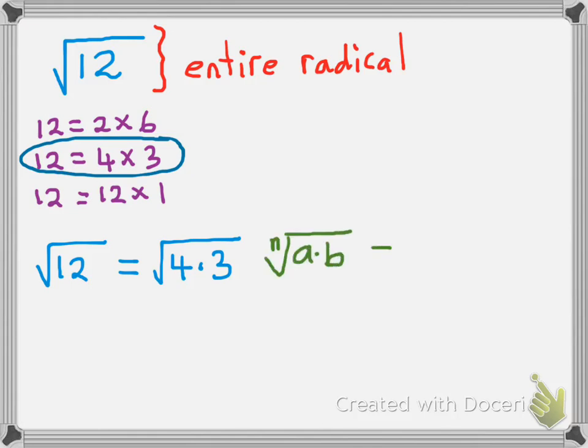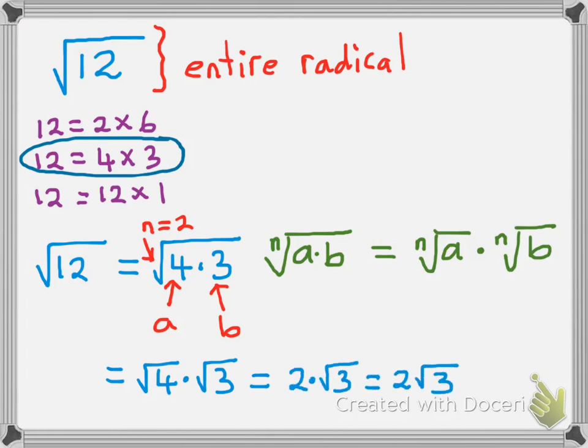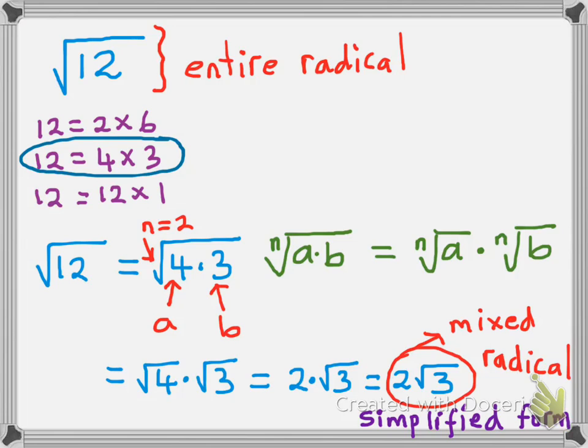If you look at this closely now, you will see that it looks like our formula, nth root of a times b, which is the nth root of a multiplied by the nth root of b. And you can see that, if you compare them closely, you can think of 4 as a and 3 as b, and your n is 2, even though you don't write it, it's a square root. Using that same formula, we can break up square root of 4 times 3 into the square root of 4 multiplied by the square root of 3. And since the square root of 4 is 2, we can simply write our result as 2 root 3. This is a mixed radical and it is in simplified form.